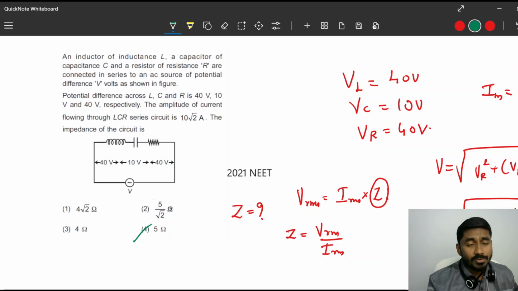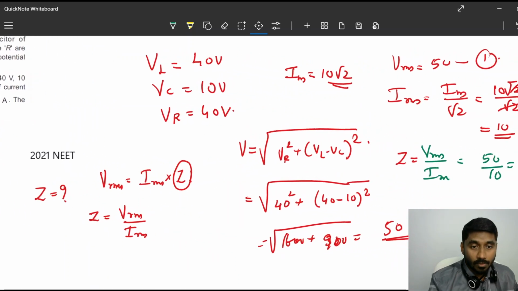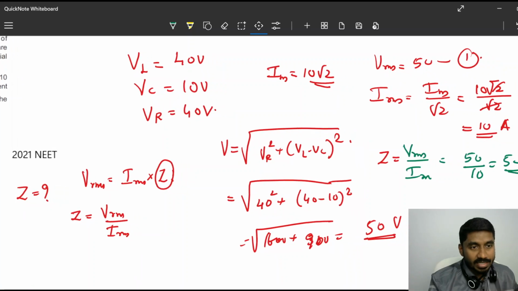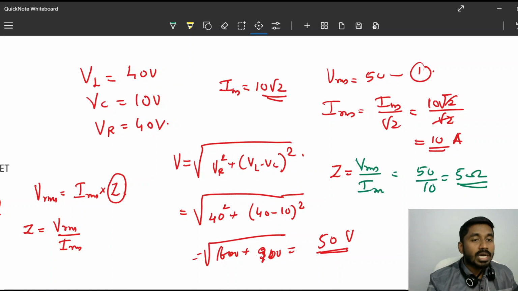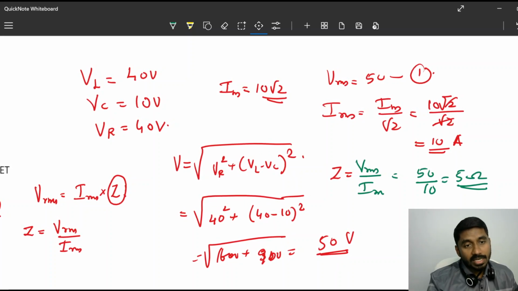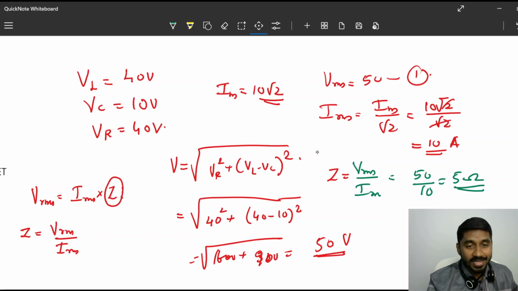Okay, you can rewind the video once again and practice the question again and again. Alright, so this is how we can do the question. All the concepts are coming in this question. First we found the total voltage using the vector equation, that is the VRMS, and IM is given, we found the IRMS, and if you know the VRMS and IRMS, it is easy to find the Z, that is 5 ohms. Clear? Let's move on to the next question, the 2020 questions.